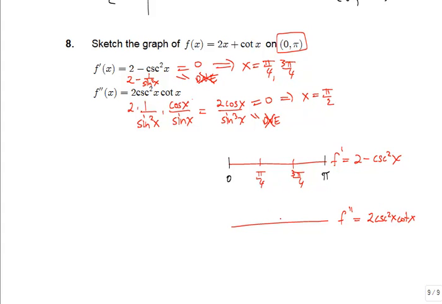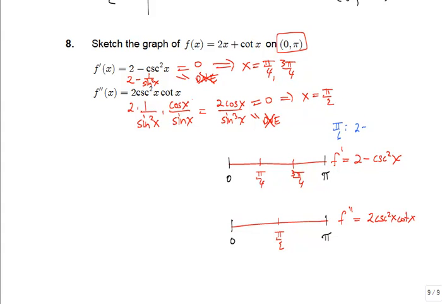So I'm going to have pi over 2, which is right in between pi over 4 and 3 pi over 4, and then I'm going to have 0 and pi. Okay, and then if we test our signs, again, I'm going to let you do a little bit of the legwork here, but I'll show you one of them. If I wanted to pick something between 0 and pi over 4, I could test something like pi over 6.